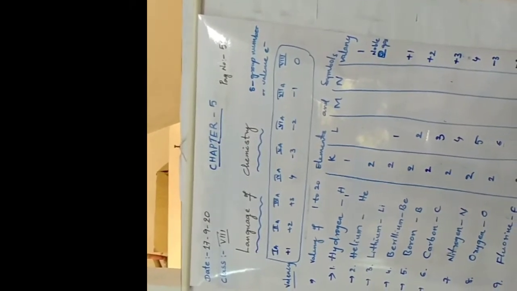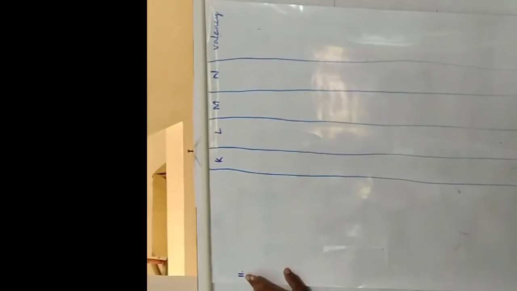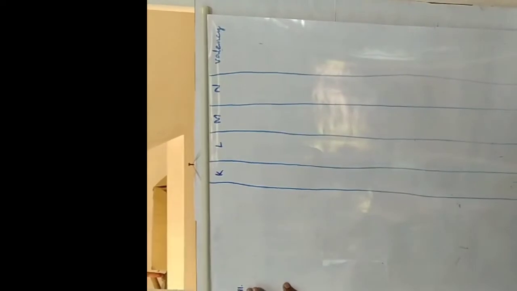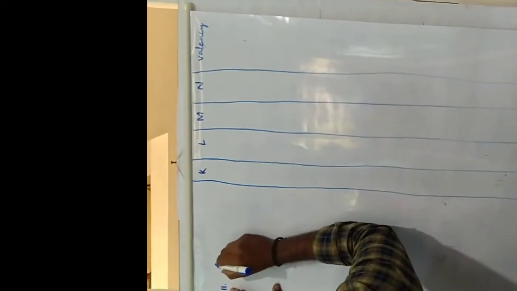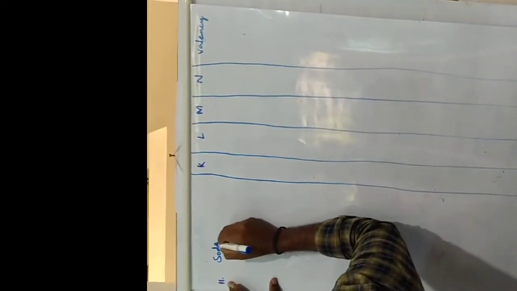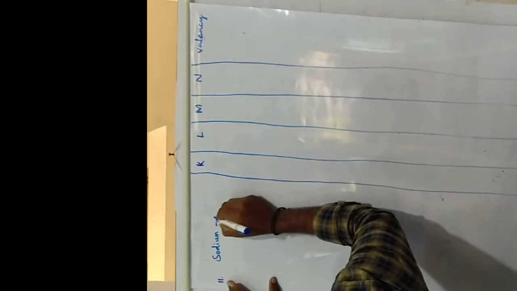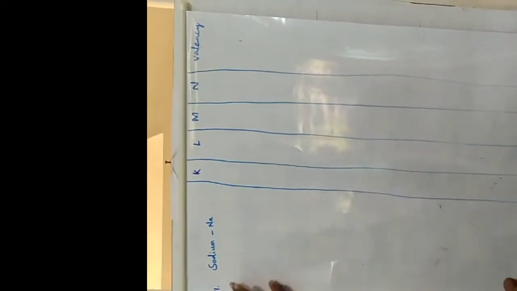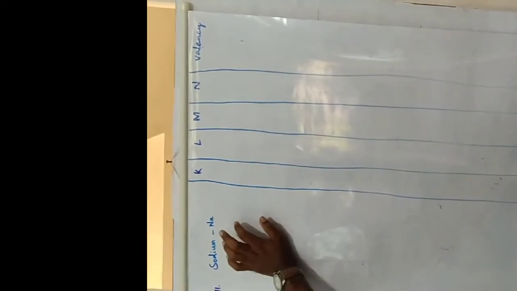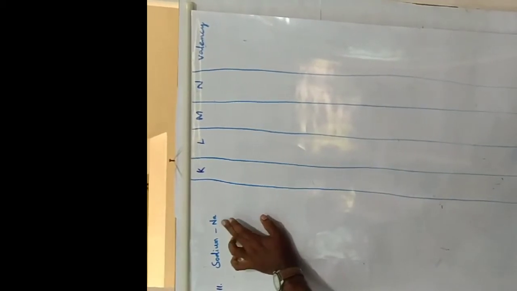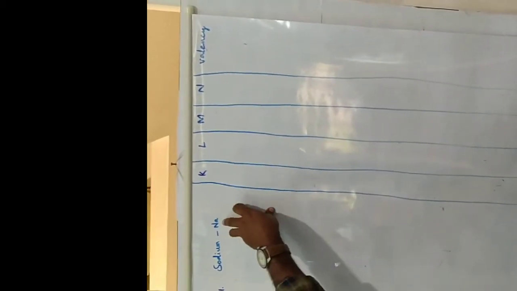So next element, 11th element, atomic number 11. Name of the element is sodium. Symbol of sodium is Na. The Latin name of sodium is natrium. That's why the symbol is based on the Latin name.